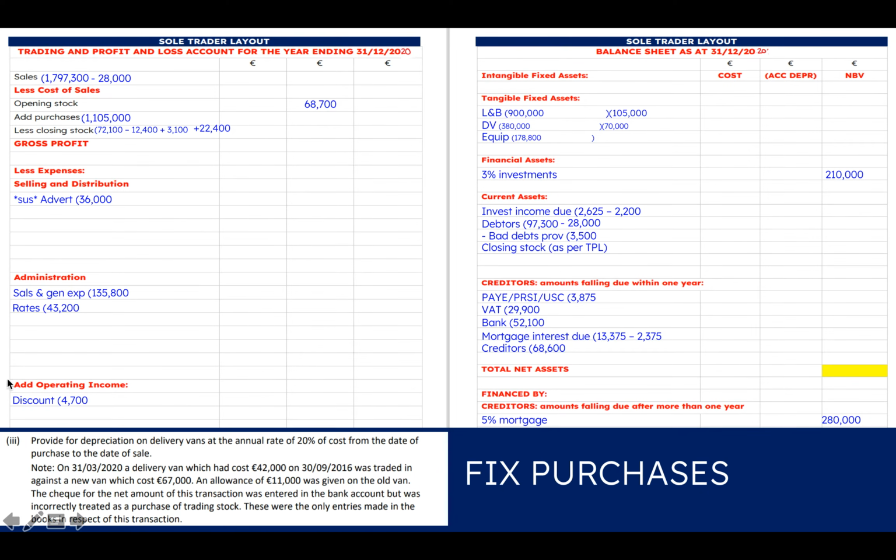The cheque for the net amount of this transaction was entered in the bank account correctly but was incorrectly treated as a purchase of trading stock. So how much was the cheque for? Well, it was the cost of the new van, which was 67,000, minus the trade-in allowance for the old van, which was 11,000. So 67 minus 11 is 56,000. So I need to take 56,000 out from purchases, and that fixes my purchases account.